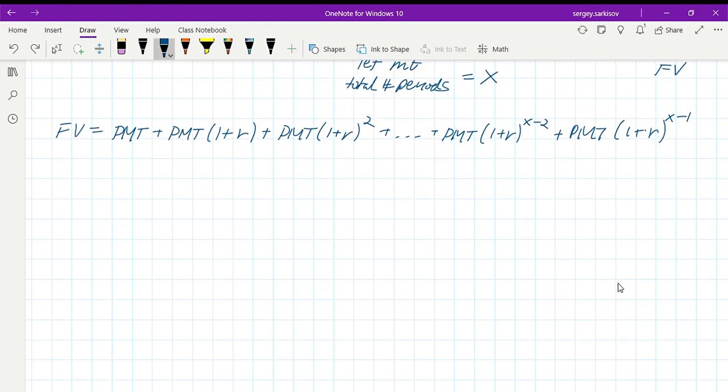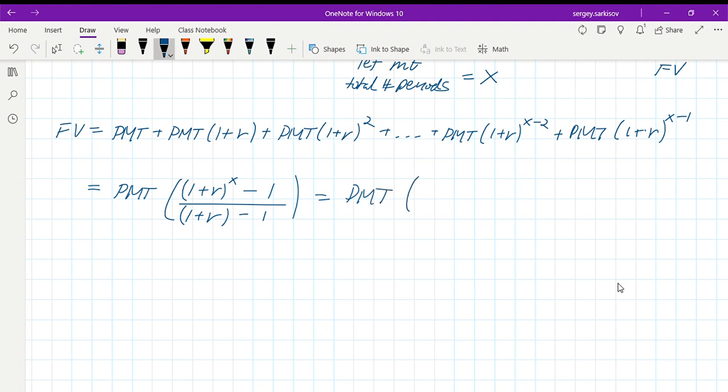So this is actually going to equal, by the geometric series, and I don't have time to really show this right now, PMT times 1 plus R to the power of X, just the 16, minus 1 over this 1 plus R minus 1. And this turns out to be a formula: PMT times 1 plus R to the, that's where this comes from, minus 1 over, if you see the bottom, it just cancels to R. It's a little tricky formula.